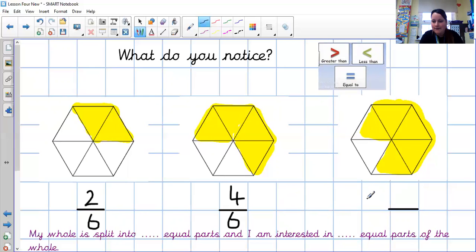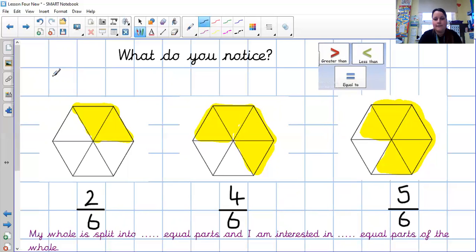Okay, let's have a look at the last fraction. I expect you can guess what the denominator will be, but let's just check how many equal parts our whole has been divided into. 1, 2, 3, 4, 5, 6. So my denominator is 6. How many equal parts of the whole am I interested in? Let's have a look. 1, 2, 3, 4, 5.